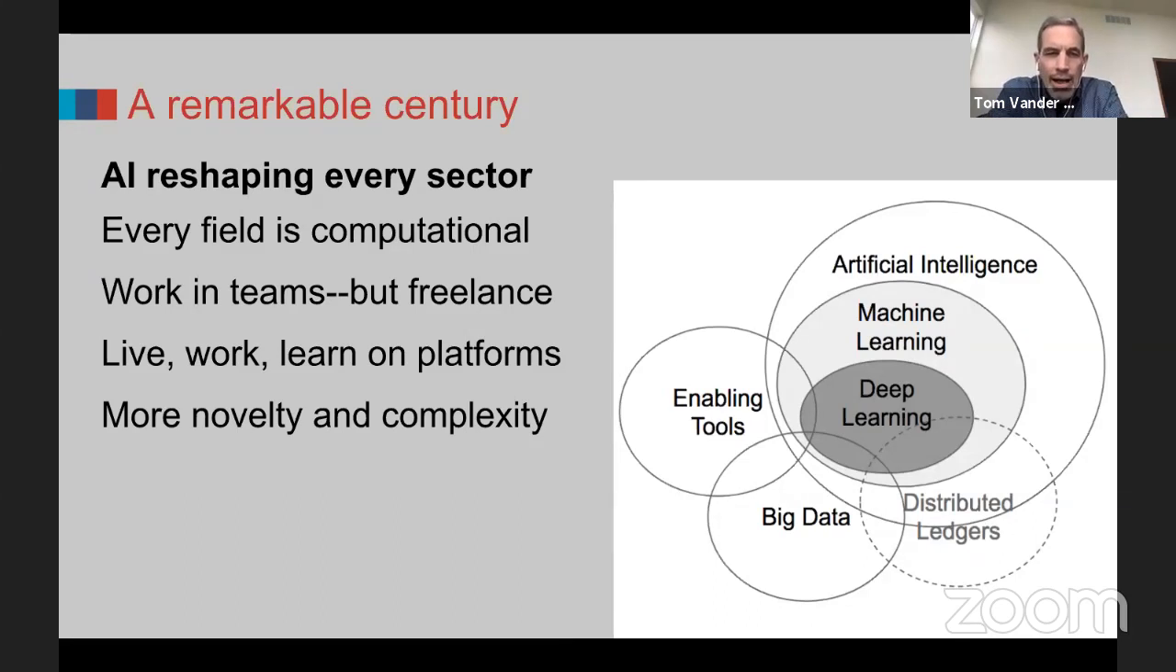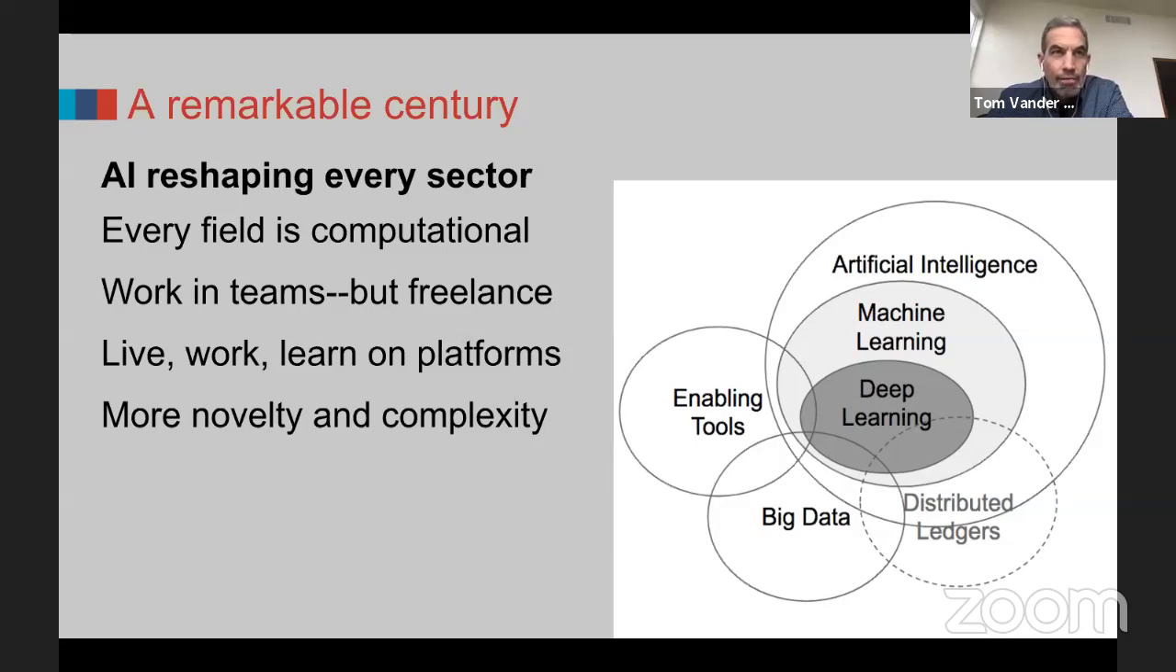In terms of the economy, I would say that we're a couple of years into a different economy, a new economy, one where behind the scenes, artificial intelligence and the subset that I've shown on the right, machine learning, are really reshaping every single sector. The net of working with smart machines is that every field is becoming computational.